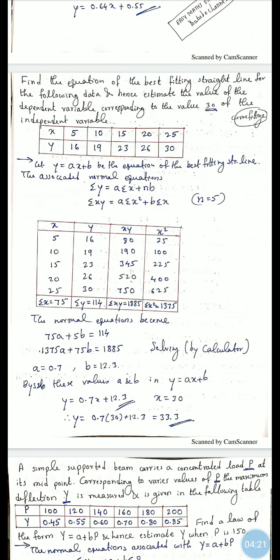In the question they have also asked to find the y value at x equal to 30. Therefore put x equal to 30 in y is equal to 0.7x plus 12.3. We get y is equal to 33.3. So it is the answer.